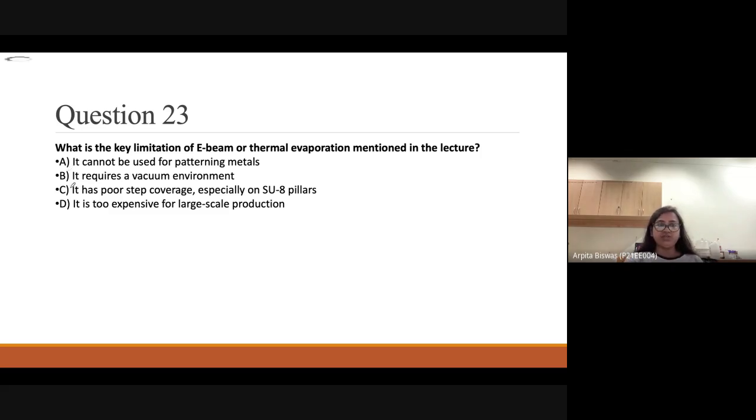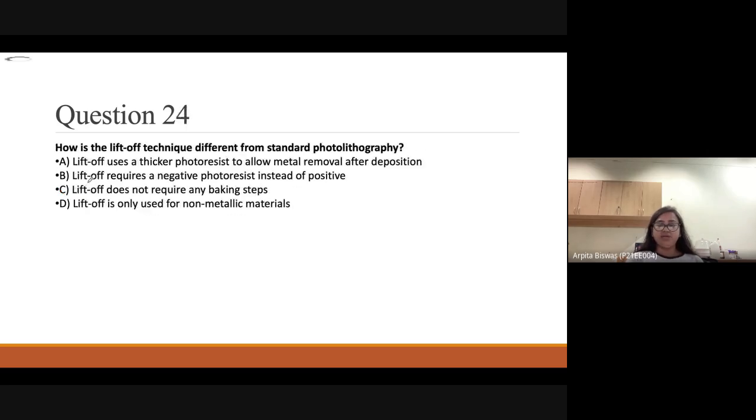The right option is option C. It has poor step coverage, especially on the SU8 feature. Okay. So next move toward the question number 24. How is the lift-off technique different from the standard photolithography?